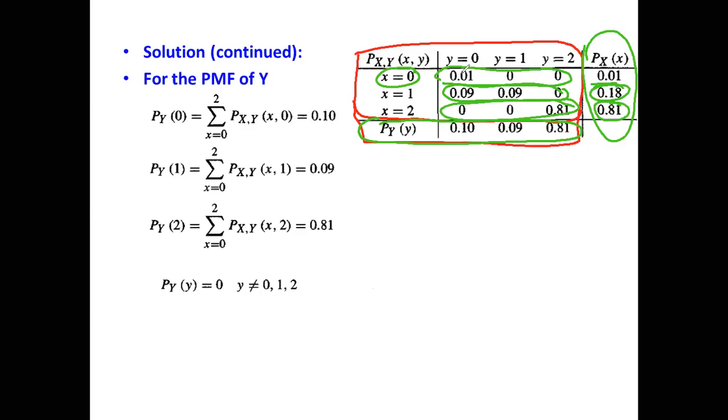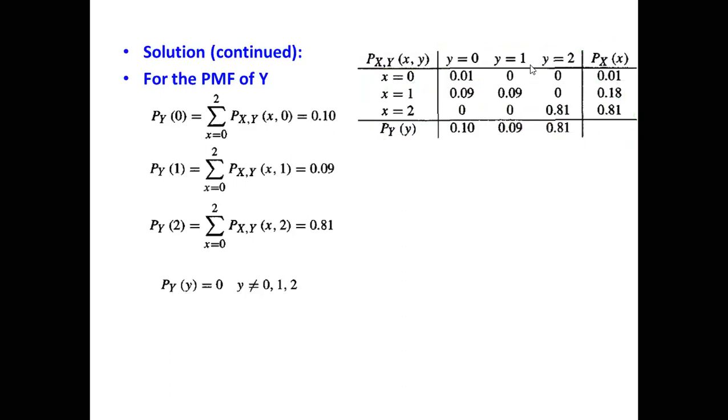Similarly, these additions will give us 0.1. These additions will give us 0.09. These additions will give us 0.81. Okay, so this joint PMF expression can also be used to include the marginal probability as well. Marginal probability of X and marginal probability of Y. Is it clear? Yes. Any question? No question means very good.